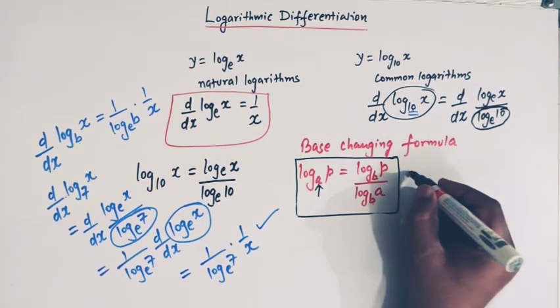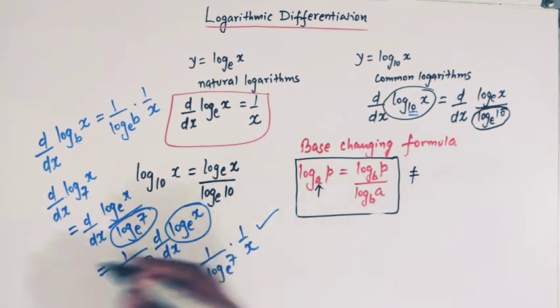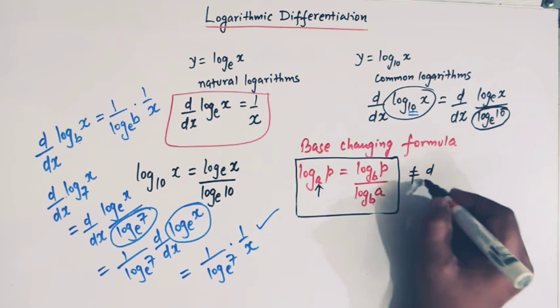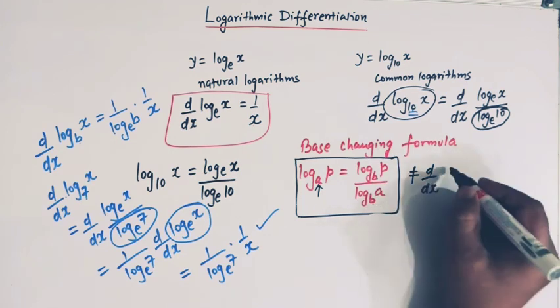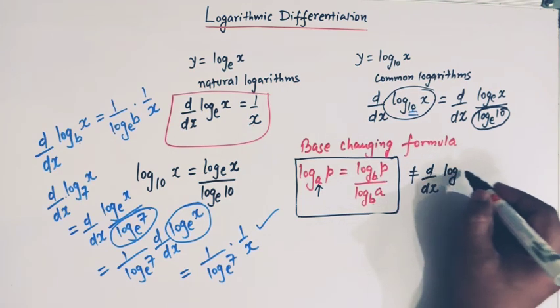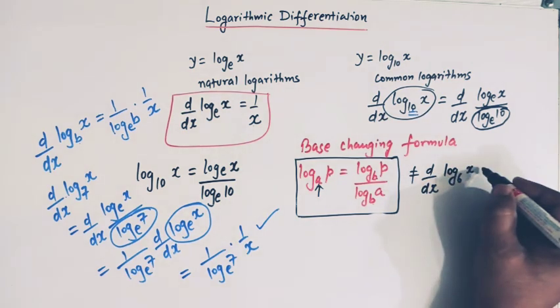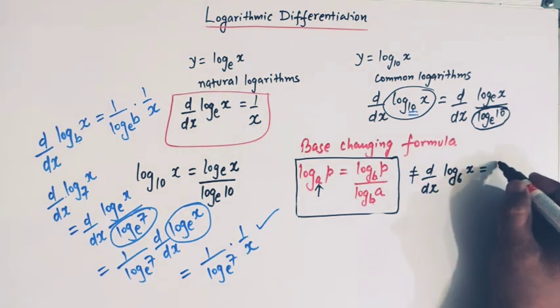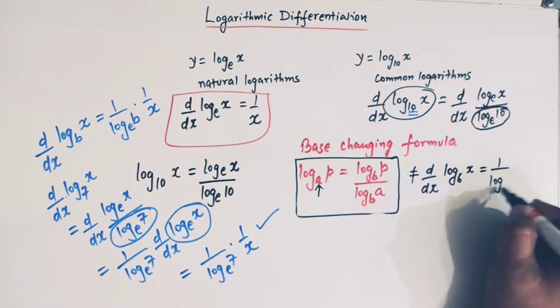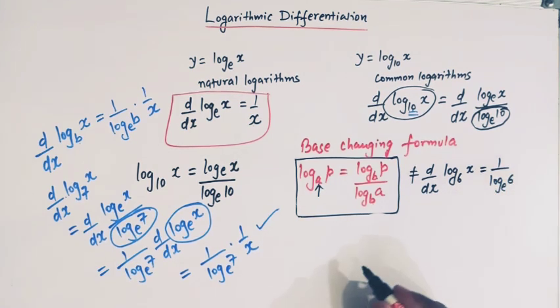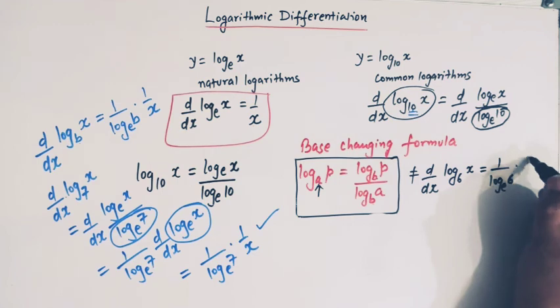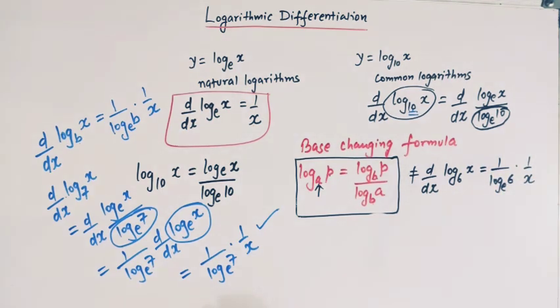Therefore we can now write some more examples here. Suppose we have to find the derivative of log x to the base 6, then this can simply be written as 1 over log 6 to the base e times 1 over x.